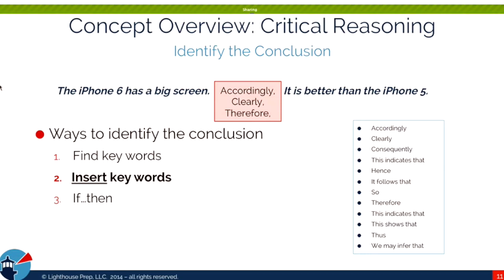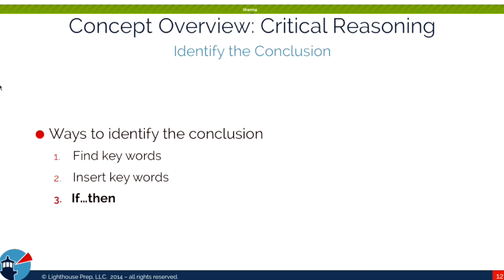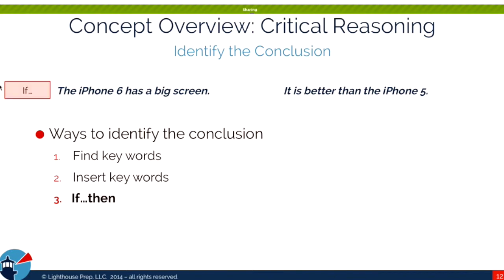And finally, if neither one of these works, then what might be easier for you is to convert it into an if-then statement. So if you have a passage like this, the iPhone 6 has a big screen, it is better than the iPhone 5, then you can convert it into a logic path. You can sequence the logic there so that it makes more sense by doing if-then statements. So if the iPhone 6 has a big screen, then it is better than the iPhone 5. You can see how that puts it in a sequence of logic for you. And the last part of the sentence, the then clause, is your conclusion, and the if clause is your premise.